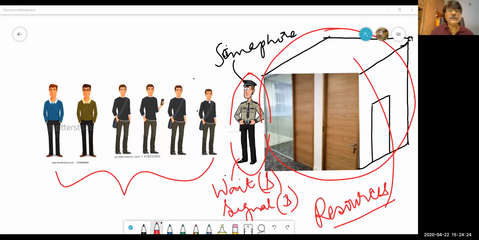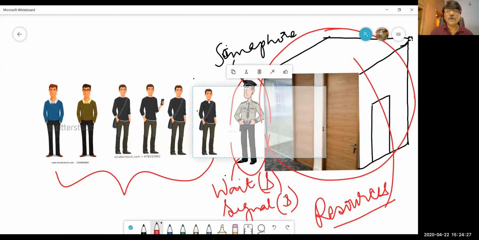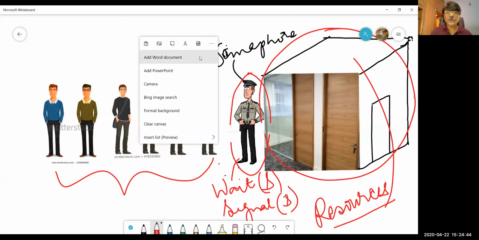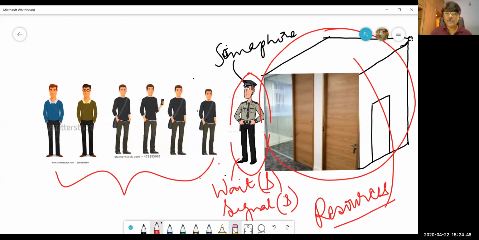So what happens here is, if this person, for example, wants to use the resource in the office, he cannot immediately enter the office and start using the resource. What he has to do is use wait and signal operations to use the resource.